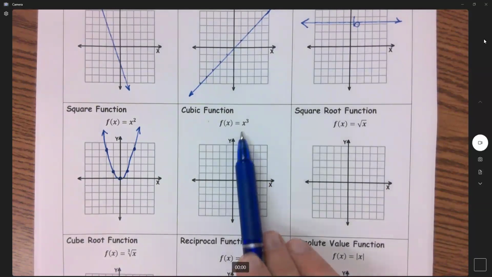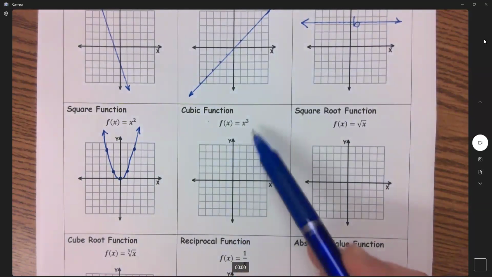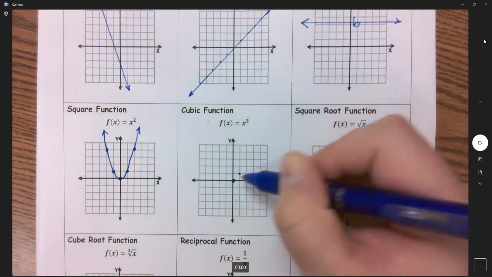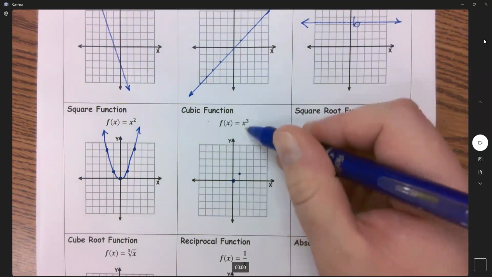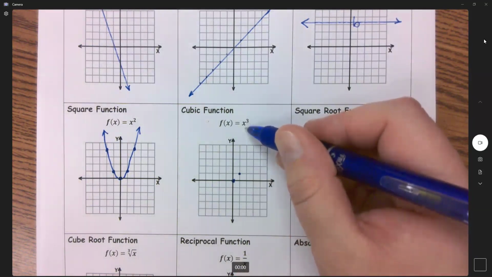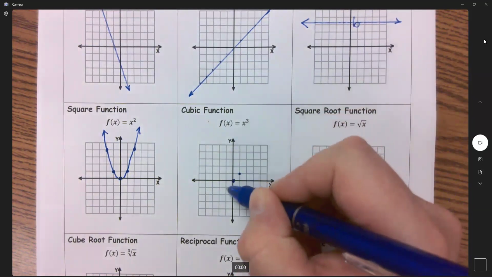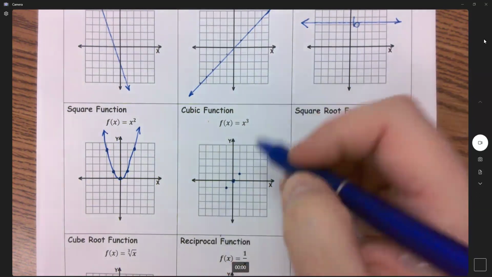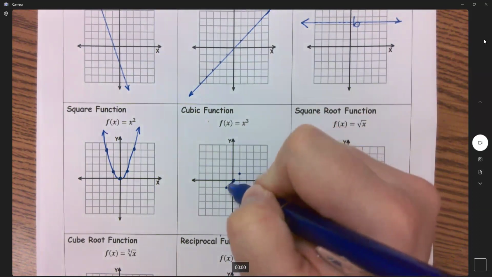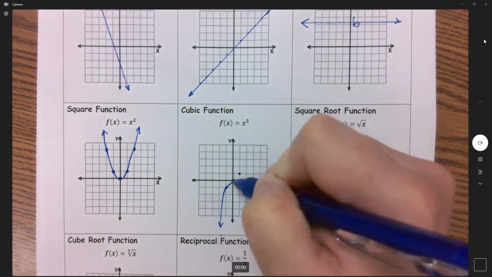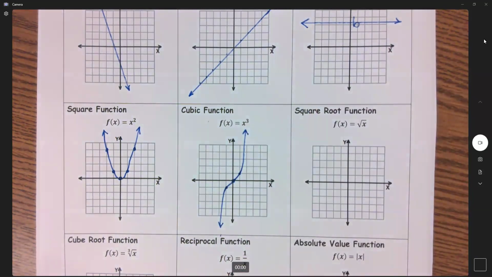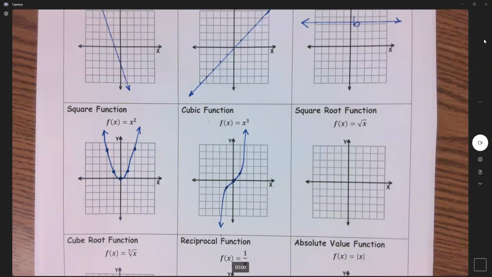Then your cubic is if you have 0 cubed, that is 0. 1 cubed is 1. 2 cubed would be all the way up here at 8. -1 cubed is -1, and -2 cubed would be all the way down here at -8. So this one here kind of snakes. Everybody calls it an S. It's not really an S, but it is curvy right there.